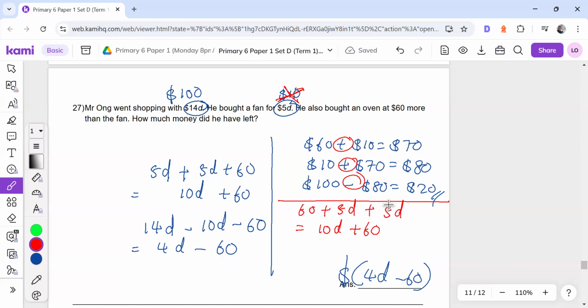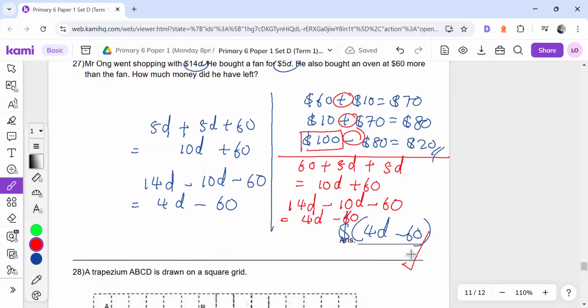Okay, and then what do you do next? Then you take the total money, which is 14D, and you minus how much you spend altogether. Minus 10D, and you also minus 60. All right, and what do you get? 14D minus 10D, you will get 4D minus 60. Oh, Mr. Ong has nothing wrong. Okay, I get the answer correct. So it's 4D minus 60. But it's always good to check. When you do your problems and you feel something weird, I think you should check.